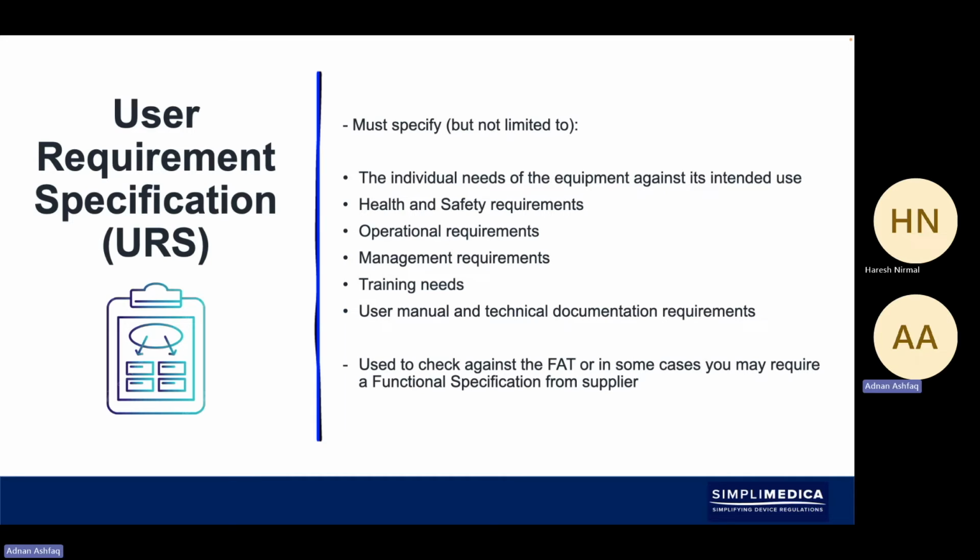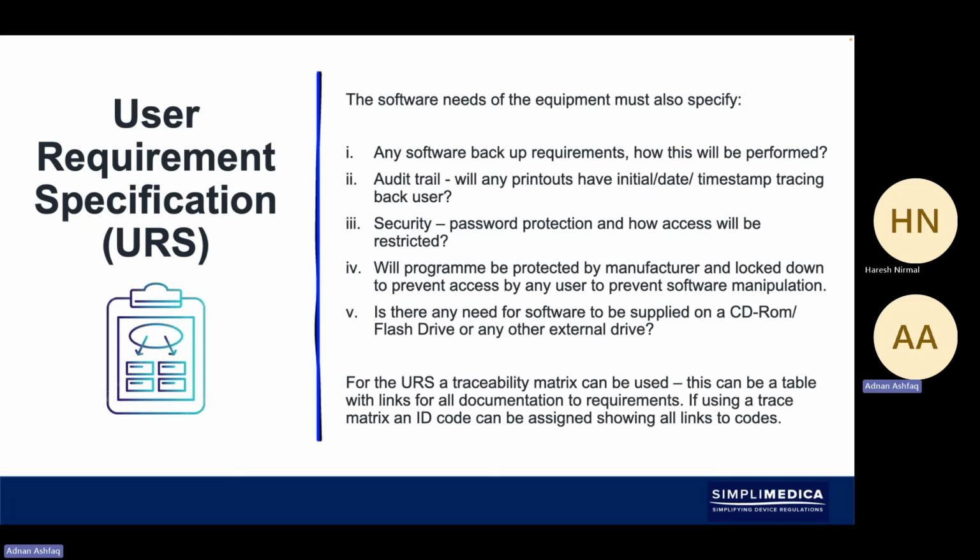If the system is more complicated than just a simple system, there may be more complex functionalities. We would then be looking at a functional specification from the supplier. So the functional specification is basically a response to the user requirement spec. So we provide the user requirement spec to the manufacturer. The manufacturer of the machine then provides a functional spec and says, based on your user requirement, this is what we've understood, and this is what we will be supplying you.